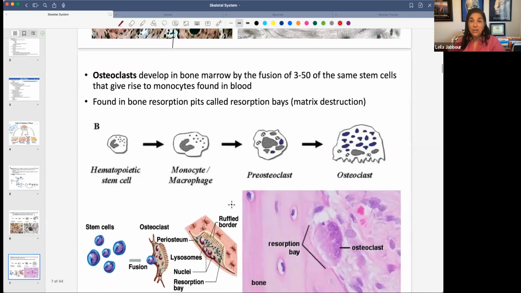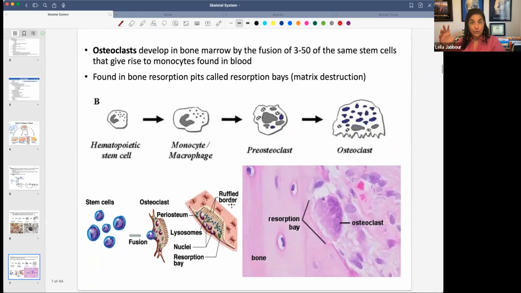The osteoclast is the second type of cell, right? The osteoblasts turn into osteocytes, right? We have bone made, but the osteoclasts are the ones that are going to resorb bone. Osteoclasts develop in bone marrow by the fusion of up to 50 stem cells together. They're called hematopoietic stem cells. They're the stem cells that are found in the bone marrow.